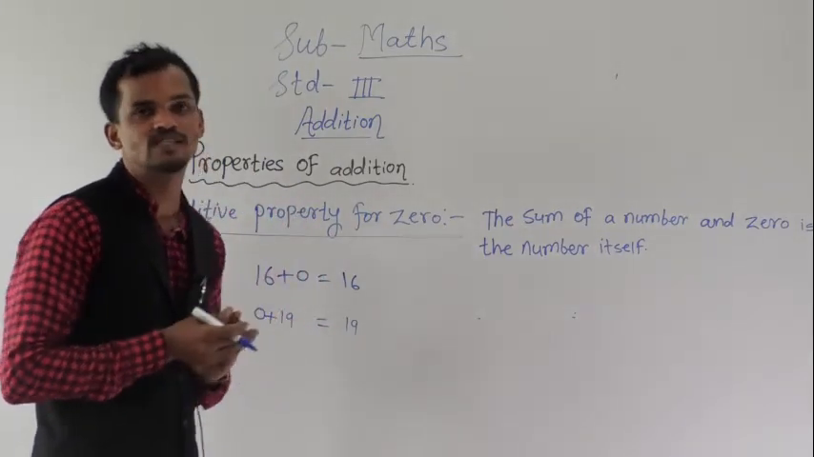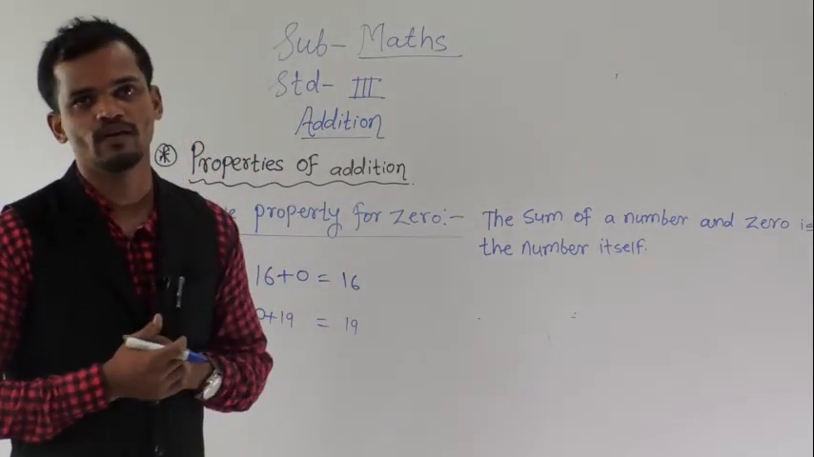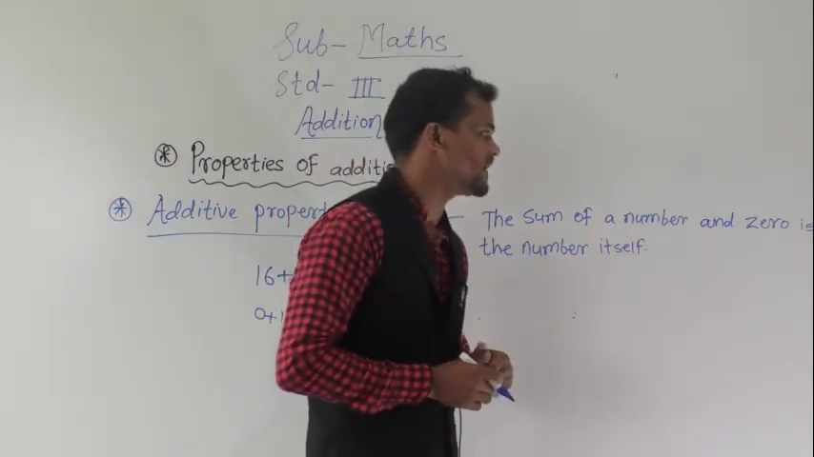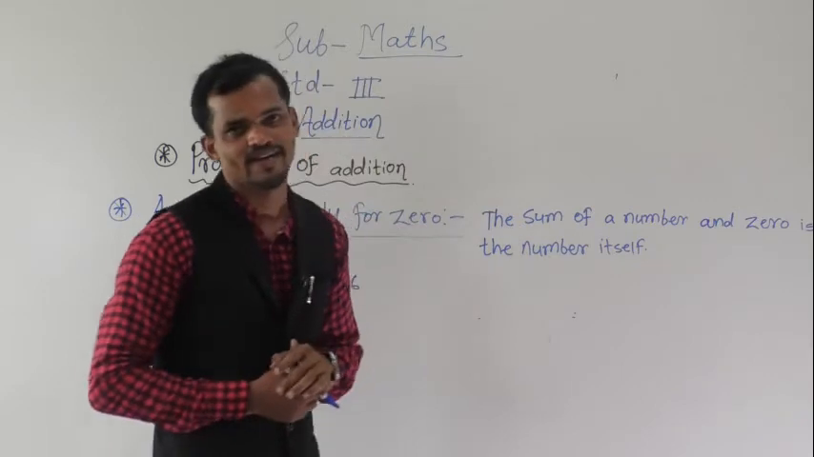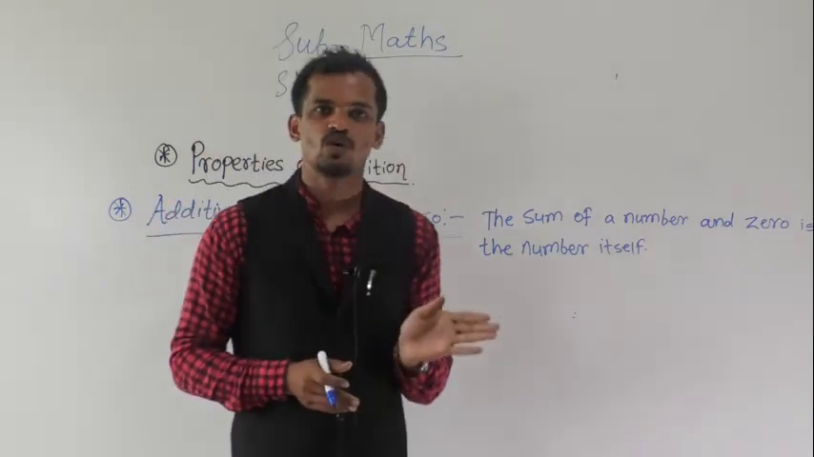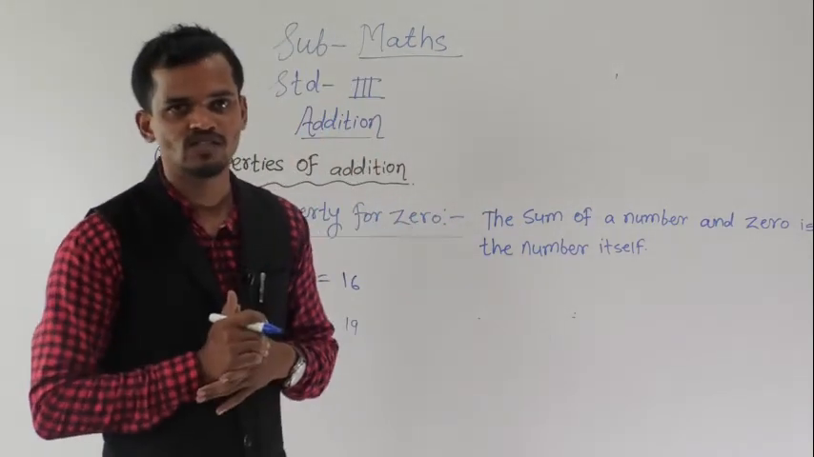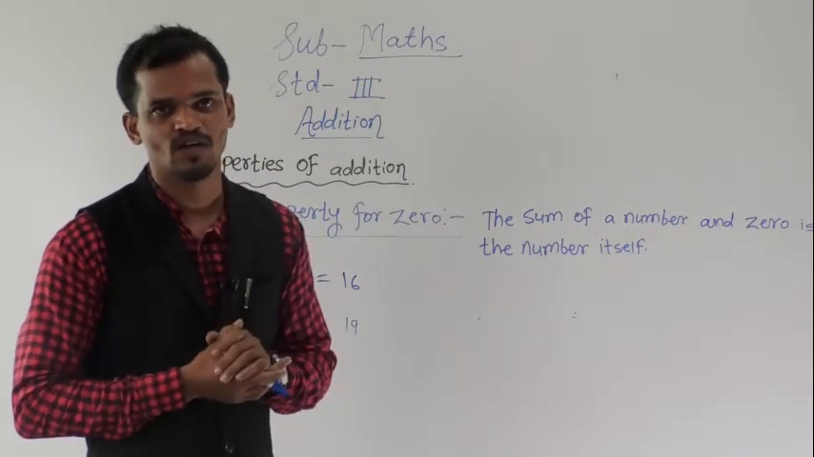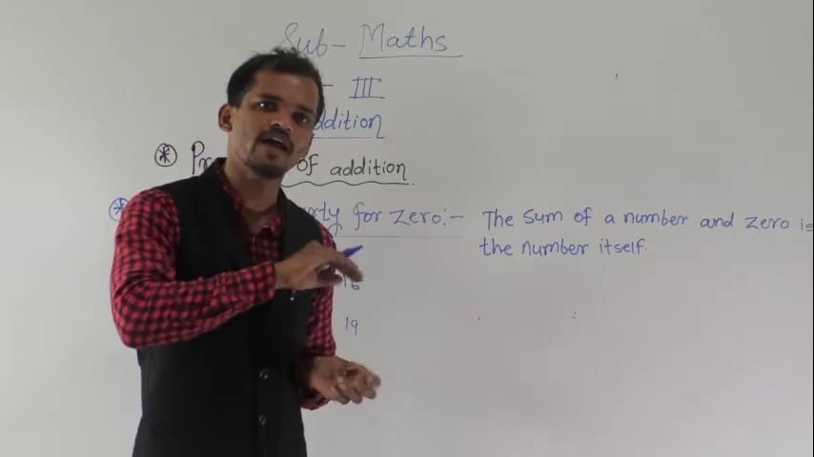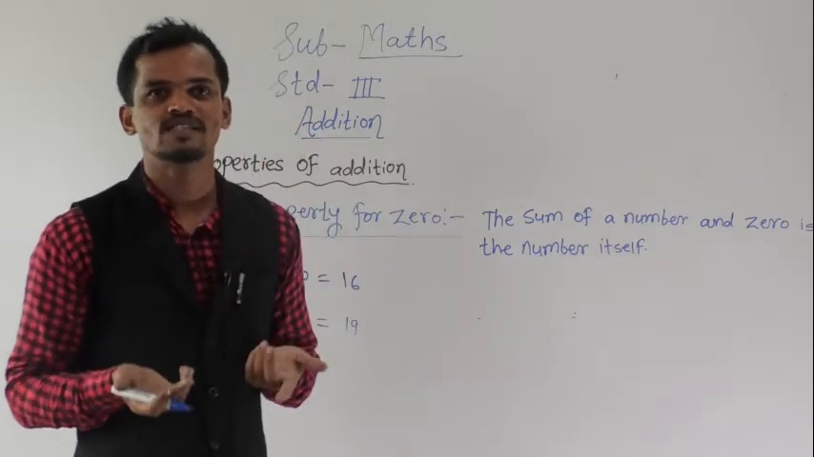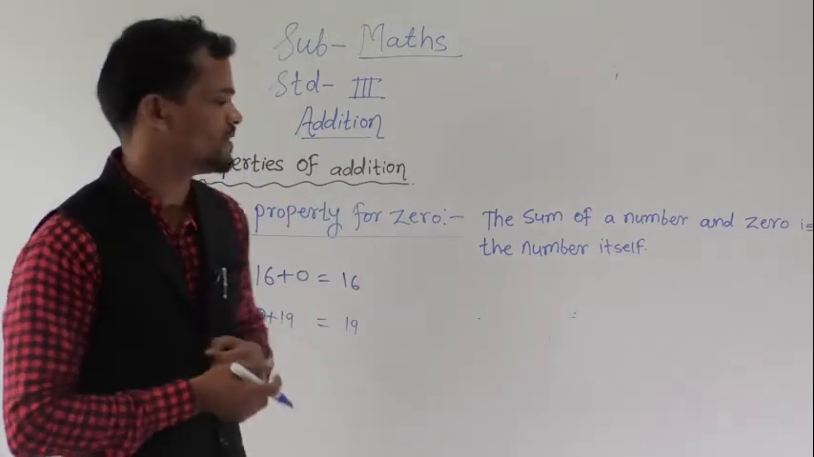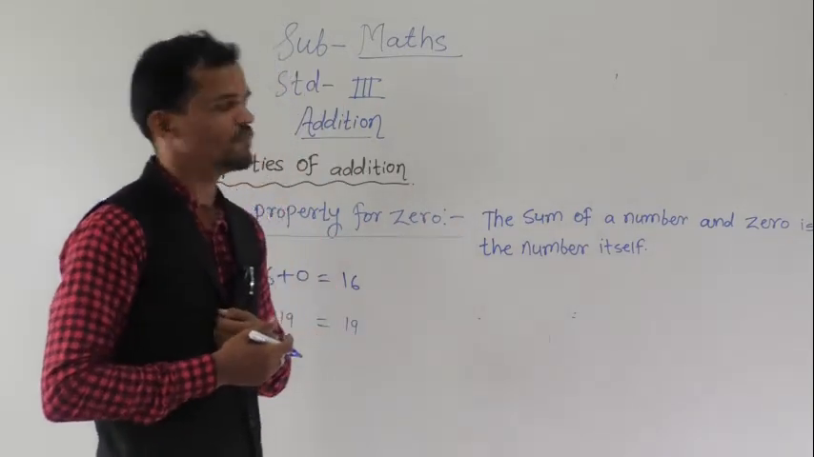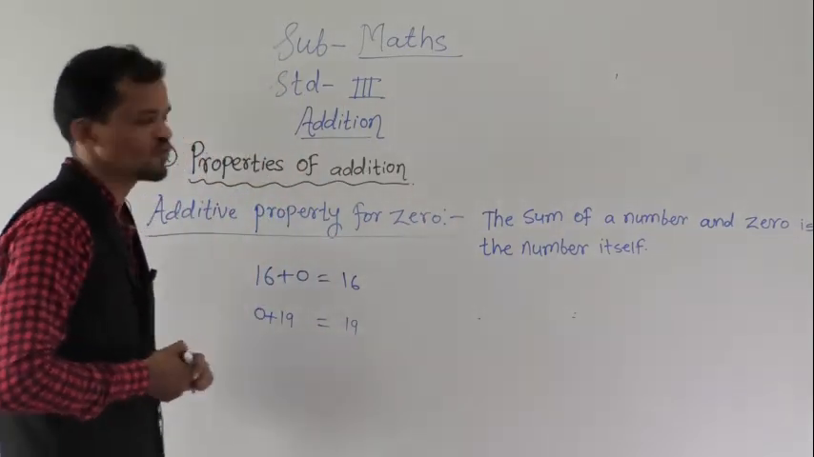So 0 does not have a value, but it increases the value of others. Now we will see the additive property for 0. It states that the sum of a number and 0 is the number itself. 0 added to any number, what will be the result? That same number. Any number added to 0, the result is also the same number. See the example so you will understand.